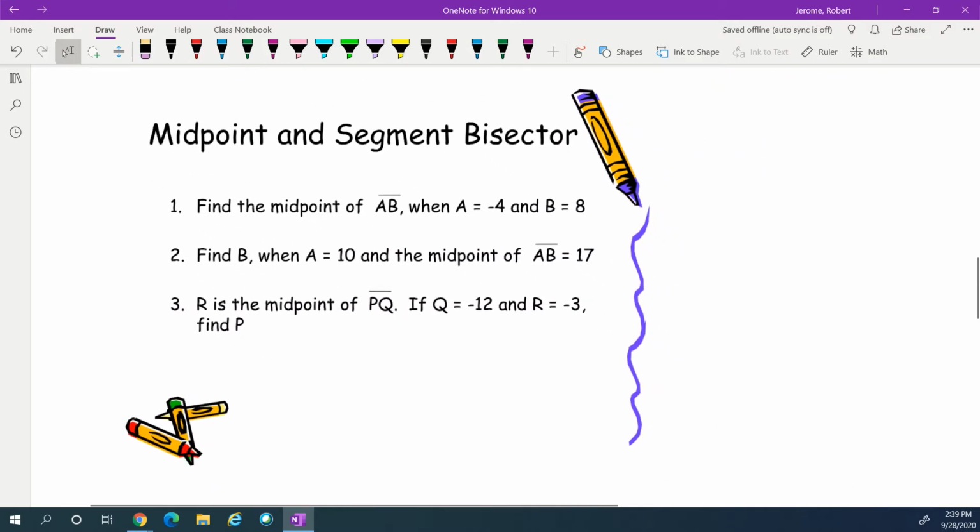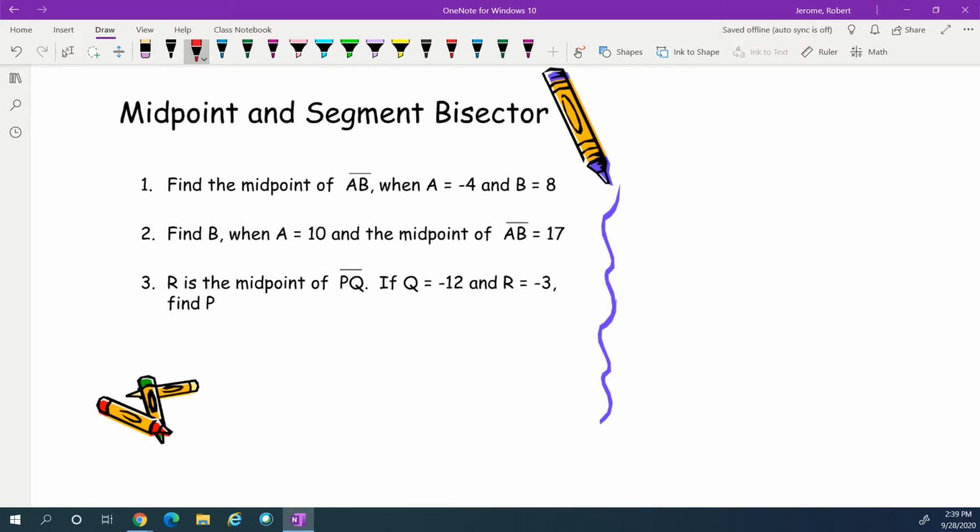Drawing a picture for these is a really good idea, but that's all we're using is our one formula. So we'll do one or two. Let's do number 1 first. And I'm just going to bring it out here on the right. Segment AB, so I'm going to draw myself a segment, AB. A is -4. B is 8. And it says find the midpoint.